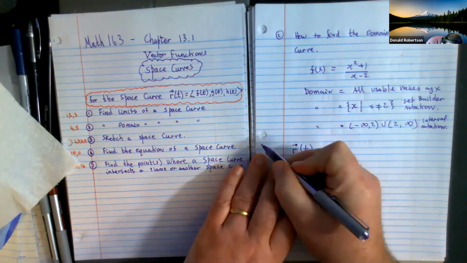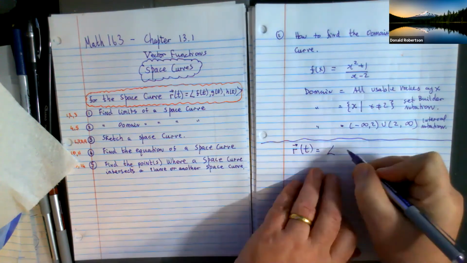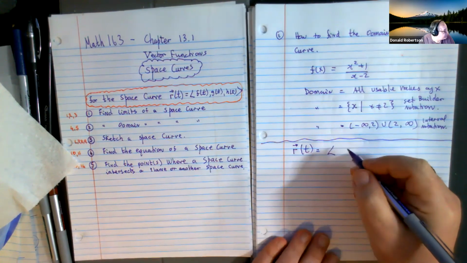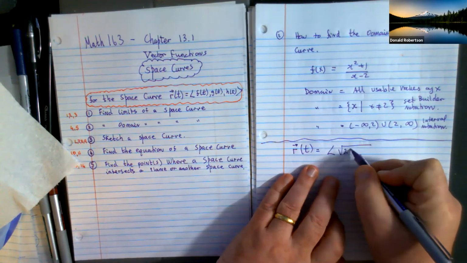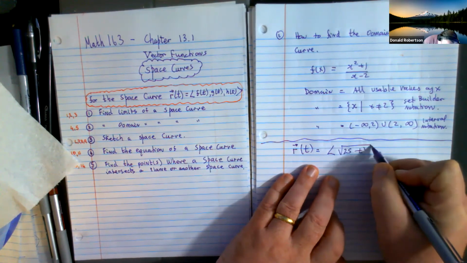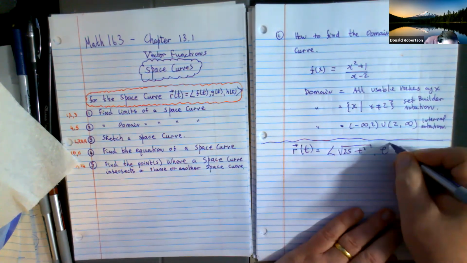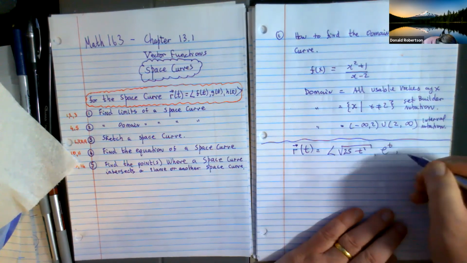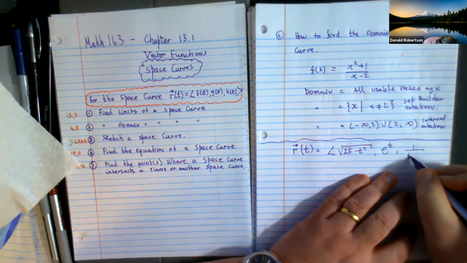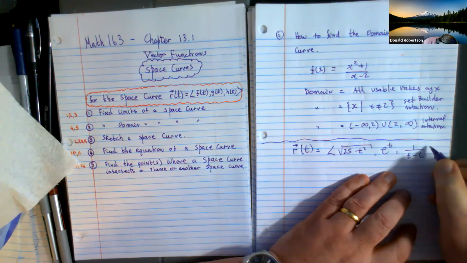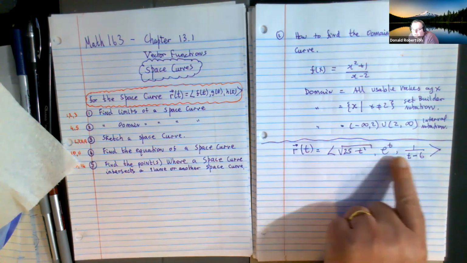Imagine this is a space curve and I want to find its domain. And this particular space curve is the square root of 25 take away t squared, e to the power of t, and 1 over t minus 6. So there's our 3 functions, essentially.